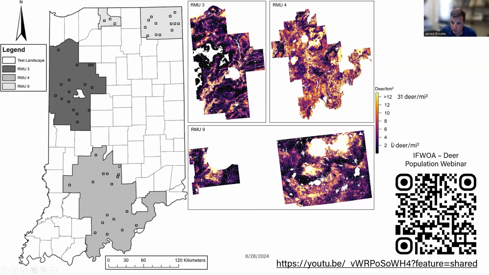In any place you see dark purple or almost black, it means the deer density was pretty low. And so this landscape here, where my cursor is, where I am at Purdue in West Lafayette. This landscape over here is our southern Indiana landscape, and then this landscape over here is our northeast Indiana landscape. And as far as overall deer density, we had some of the highest deer densities in that northeast part of the state.